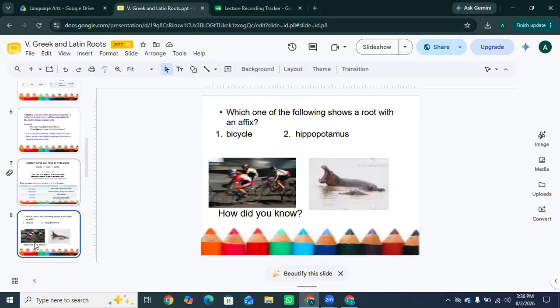Here we have an activity. Which one of the following shows a root with an affix? Bicycle or hippopotamus? Yes, bicycle. Reason: bi means two, which is the prefix, and cycle means wheel, and it is the root. Hippopotamus is not made using a simple root and affix combination.